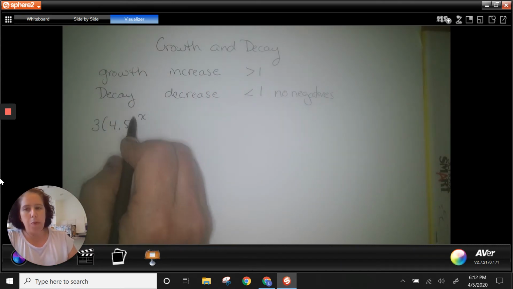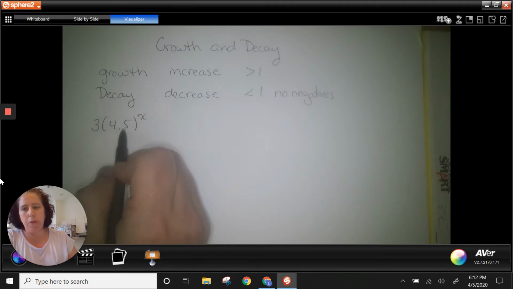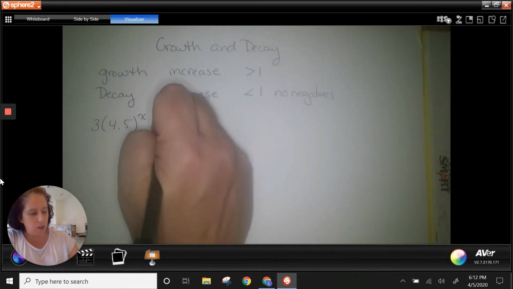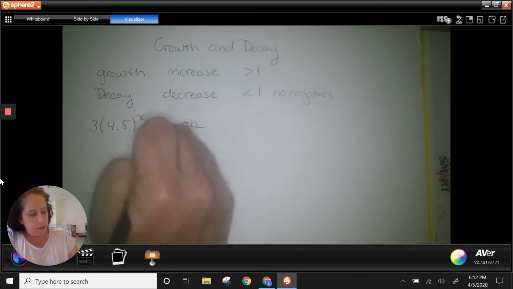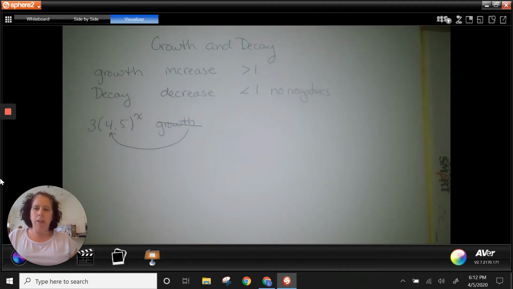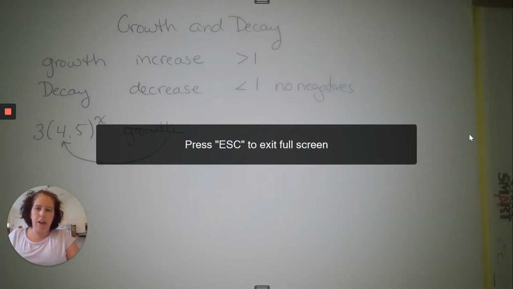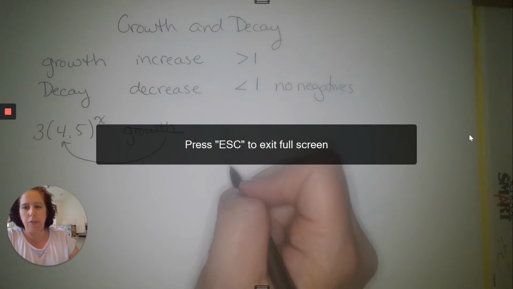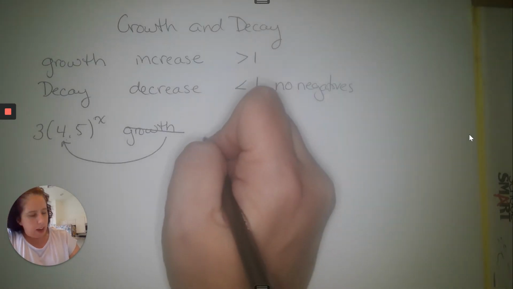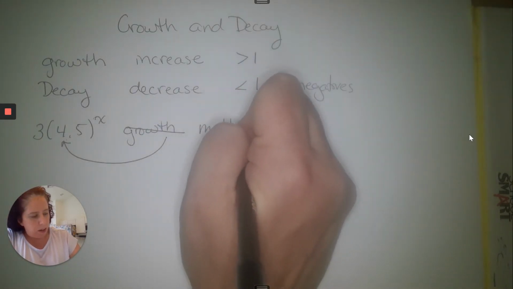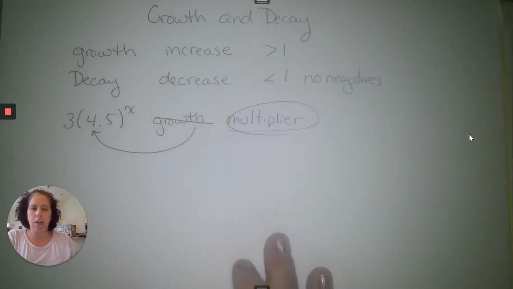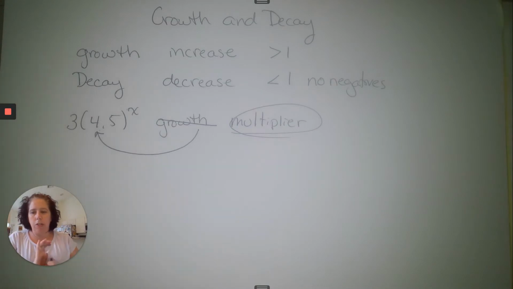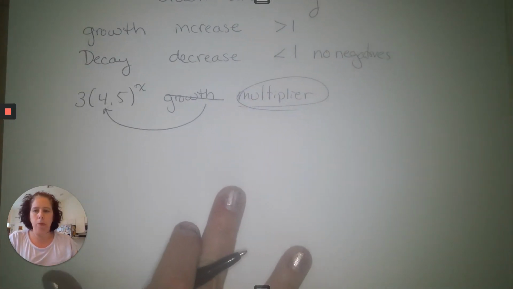So 3 times 4.5 to the x power. What we were doing is focusing on this number. Now, this is a growth, but that's great and all, but I need to worry about this number in here. That number in there is called the multiplier. That's the number we're actually going to be looking for today. So we're going to do some work with that, and then we're going to solve some problems. We're going to look for that multiplier number over there.